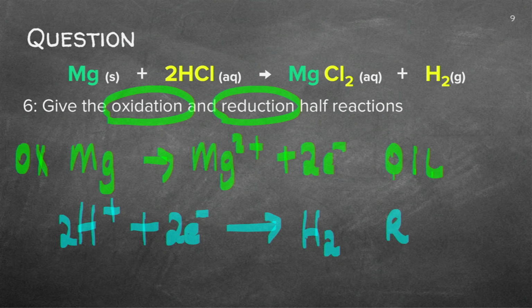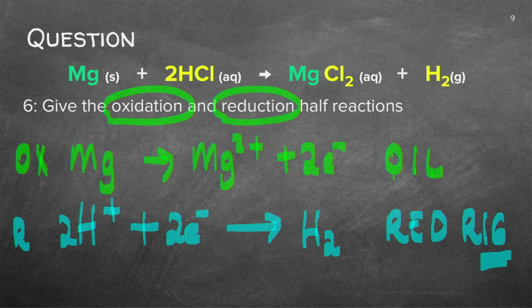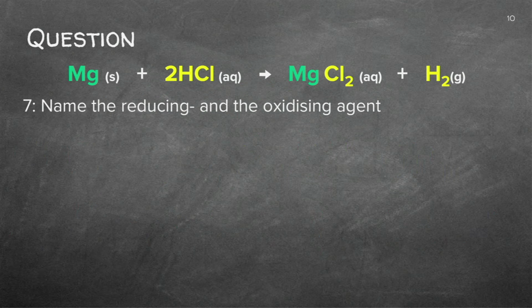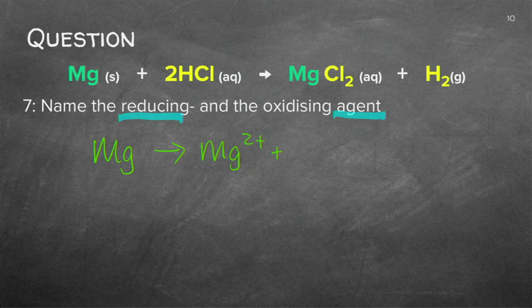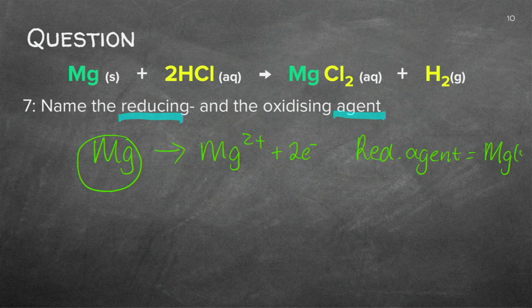So that is reduction, because that is the gaining of electrons. So I've got the oxidation and reduction half reactions covered. Which is the reducing agent? You know the reducing agent will be in your oxidation reaction. That's my oxidation reaction, and this will then be my reducing agent. So my reducing agent is magnesium solid.